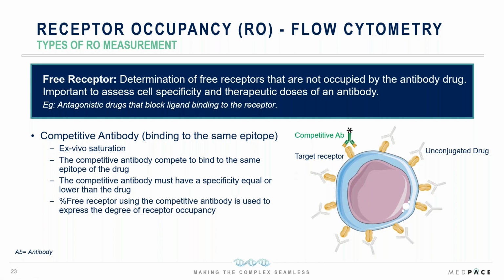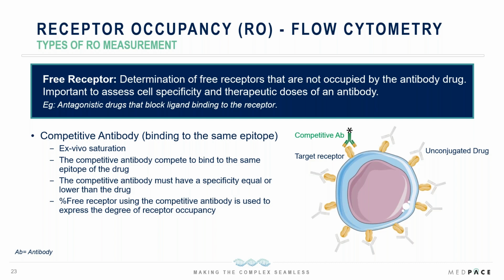While performing a free receptor assay, we can use two types of antibodies. We can use either a competitive antibody or a fluorescently labeled drug. And in both cases, we will work in conditions where the sample is in saturated condition, so we are saturating this sample ex vivo with the unconjugated drug. First, let's say that we are using a competitive antibody. The competitive antibody is a fluorescently labeled antibody, and it has the specificity to compete to bind to the same epitope of the unconjugated drug.